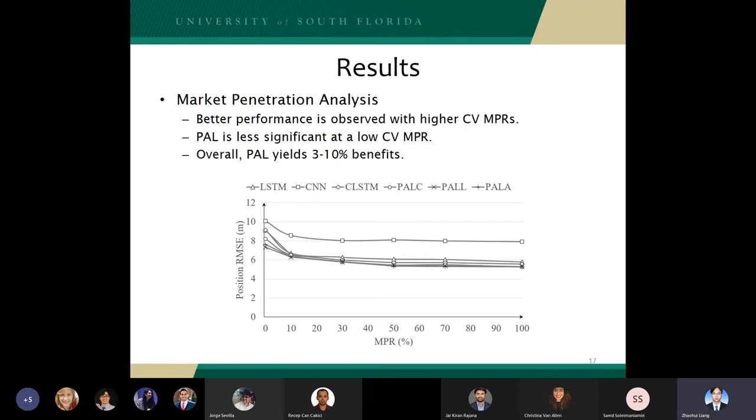This is probably because the physics-based model may generate worse trajectory or worse physics with less information. And this kind of worse trajectory may make the performance worse. But overall, the PAL models yield 3 to 10% benefits.